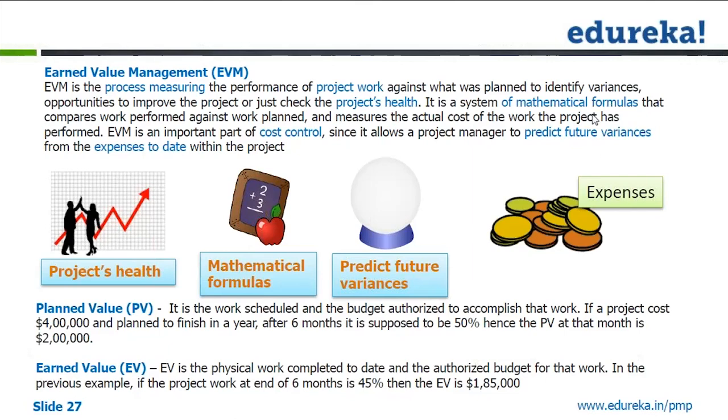So if you see the planned value, it is the work scheduled and the budget authorized to accomplish that work. If a project cost is $400,000 and planned to finish in a year, after 6 months it is supposed to be 50%. Hence planned value at that month is 200,000, which is 50% of 400,000. Now remember, earned value is always calculated at a point of time.